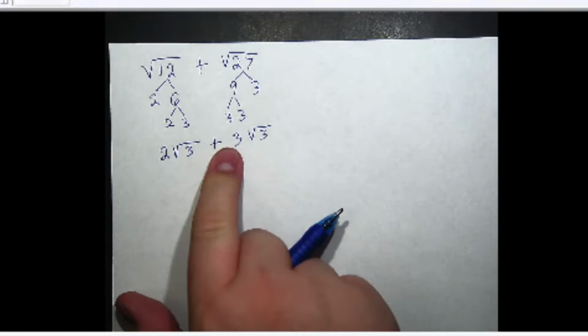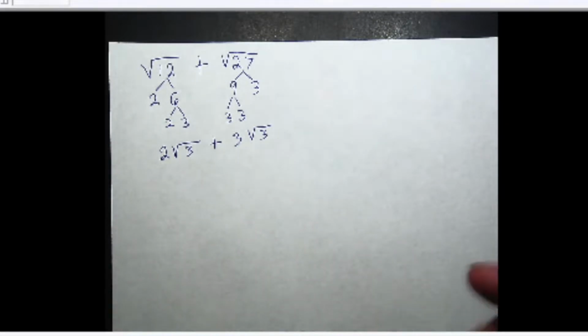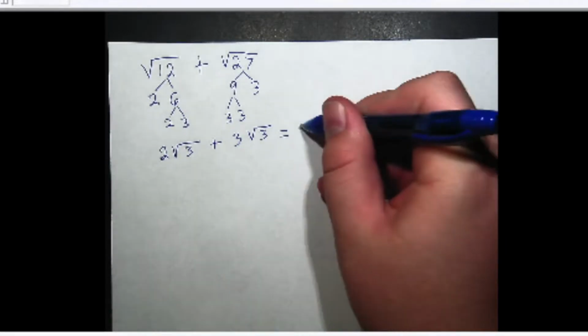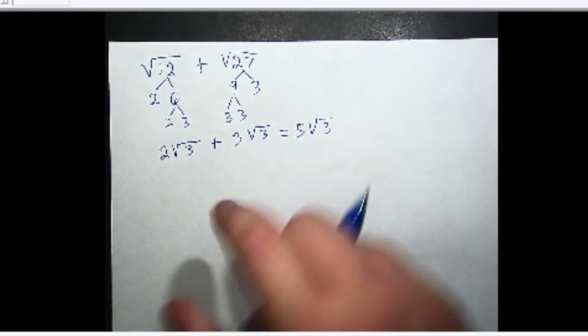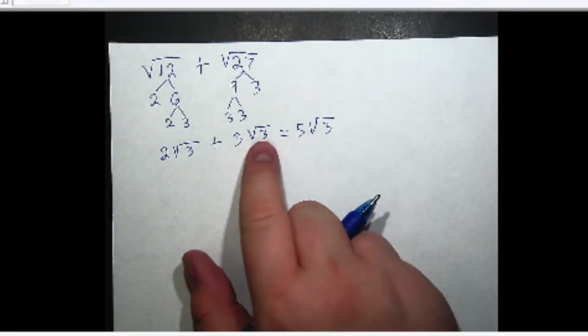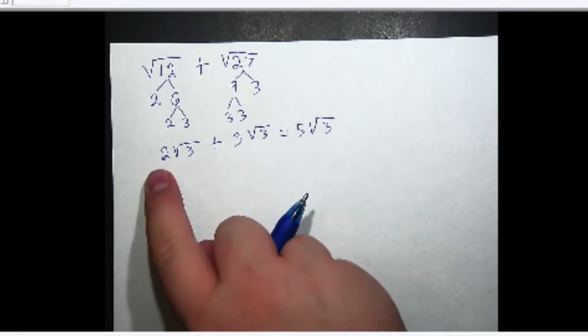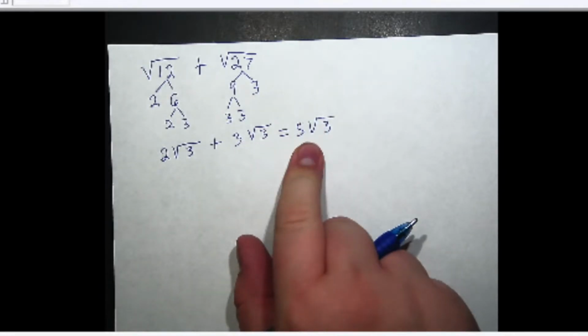So hey, now if we look at this, we have 2 square roots of 3 and 3 square roots of 3. So how many square roots of 3 do we have altogether? Because we have 2 of them here and 3 of them here. 5. Again, this number out in front is just saying how many of these things we have. So we have 2 of them here and 3 of them here. We have 5 altogether.